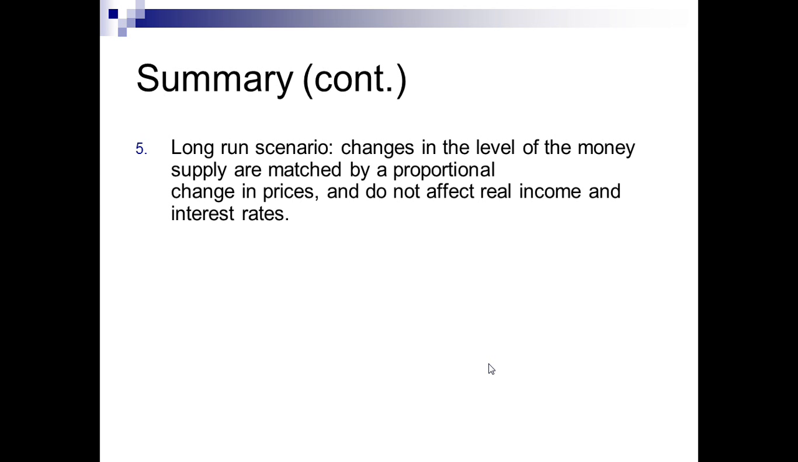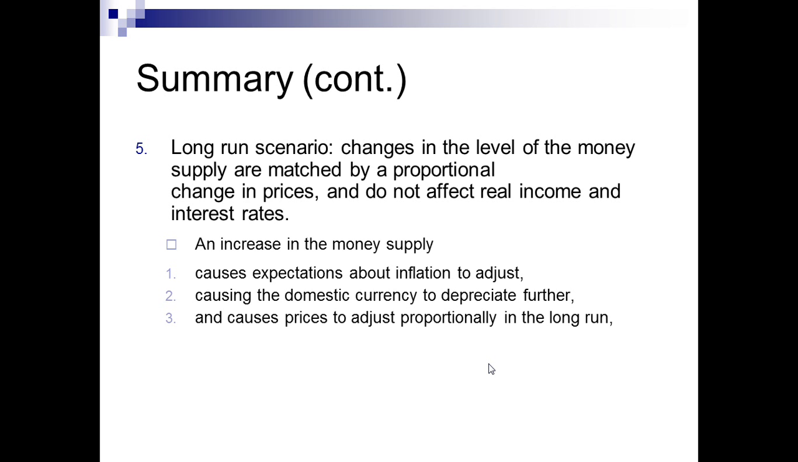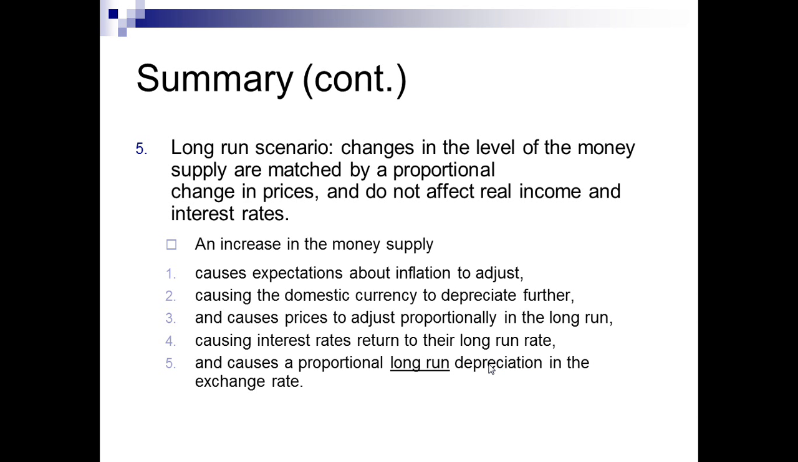For the long run scenario, changes in the level of the money supply are matched by proportional change in the prices, and it does not affect real income and interest rates. An increase in the money supply causes expectations about inflation to adjust, causing the domestic currency to depreciate even further, and causes prices to adjust proportionally in the long run, causing interest rates to return to their long run rate, and causing a proportional long run depreciation in the exchange rate.